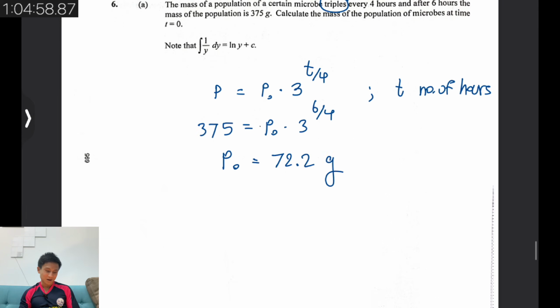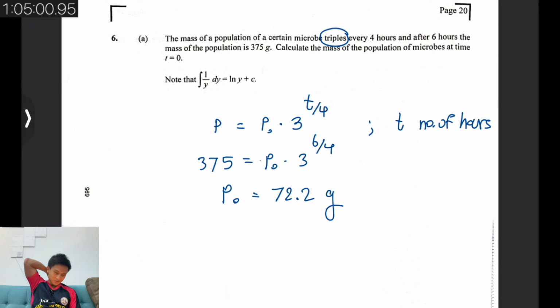I mean, this is 10 marks. It should be that easy, should it? I don't know, man. Okay. This should be some kind of integration question.